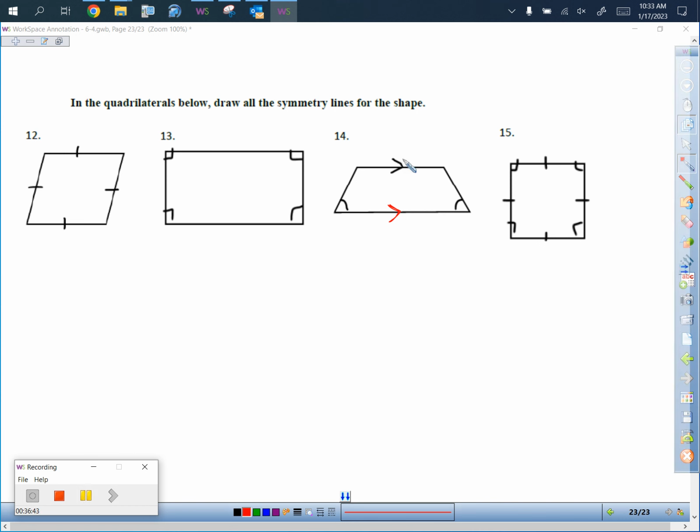Sorry, apparently the worksheet was missing a little arrow right here for this parallel line. That's supposed to be parallel right there. So we've got a rhombus on 12, a rectangle on 13, an isosceles trapezoid on 14, and a square on 15. Draw the symmetry lines in. All right, I'm going to go draw them all in and then mark them. I'm going to get my arrowheads going. You should put arrowheads on your lines.